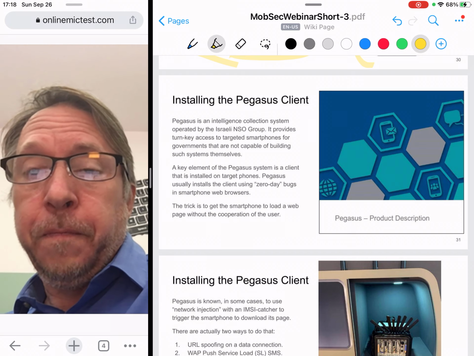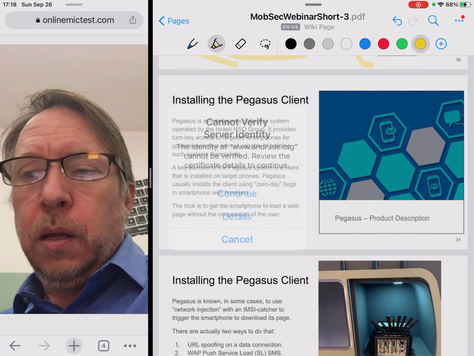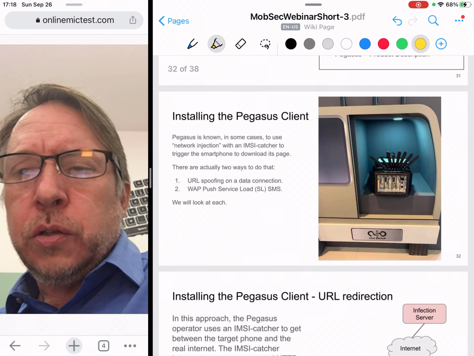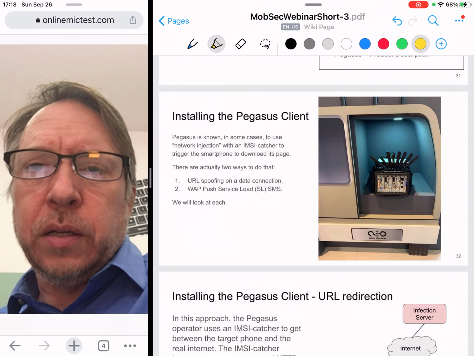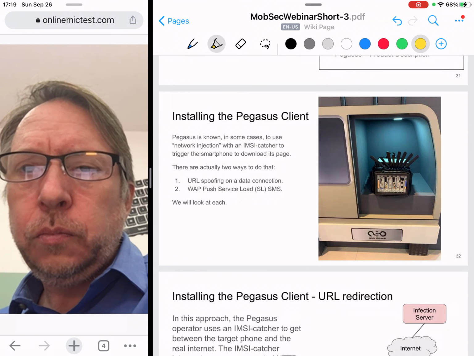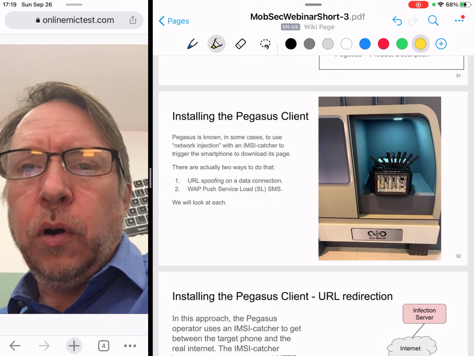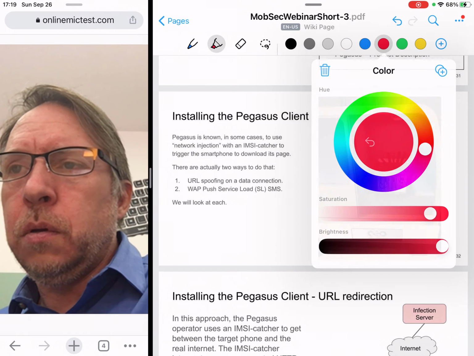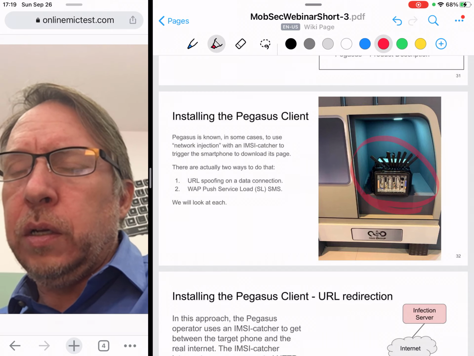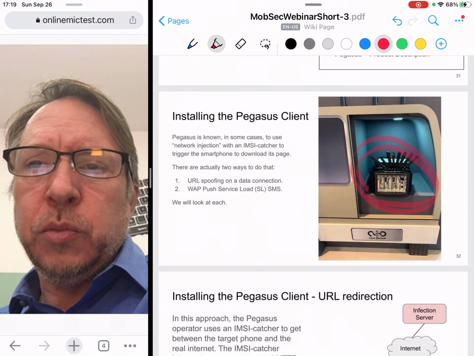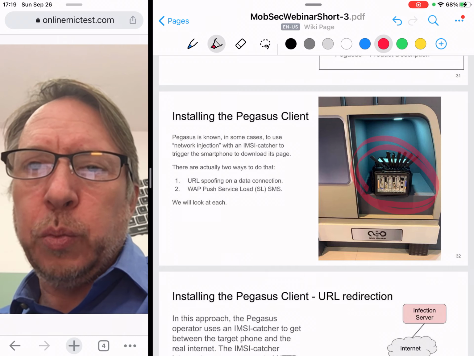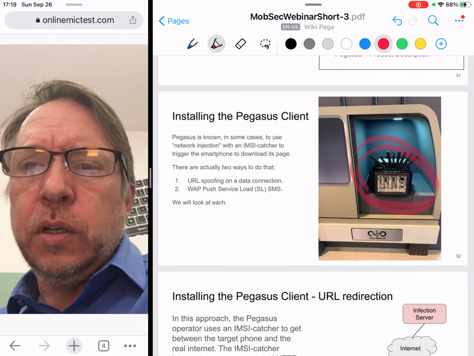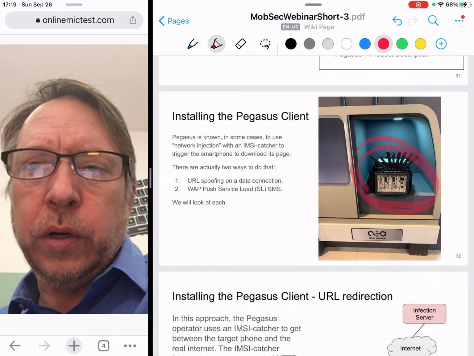So there are several ways that the Pegasus client can be installed. Two of the known ways involve using an Mzcatcher. So what we see here in this photograph is the NSO group's Pegasus Mzcatcher, which they call a tactical element. It was on display at a trade show somewhere. And there are two ways to do this. One's using something called URL spoofing, which is very similar to what Dieter did with a car. And the other is using something called WAP push service load SMS. And we'll look at each of these.